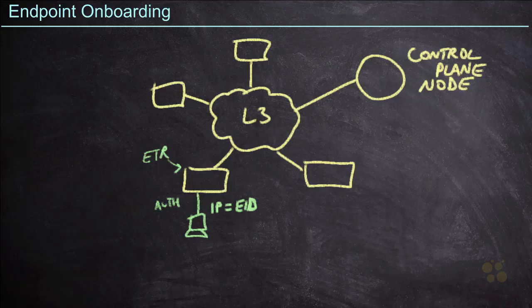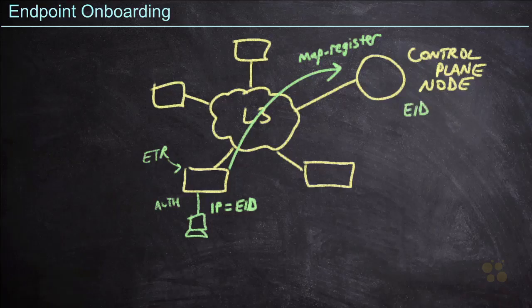Now the ETR has a job to do. It needs to send a message to the control plane node. Specifically, this message is called a map register. The map register message is going to tell the control plane node that this EID that just logged into the network belongs to the routing locator that belongs to the ETR.